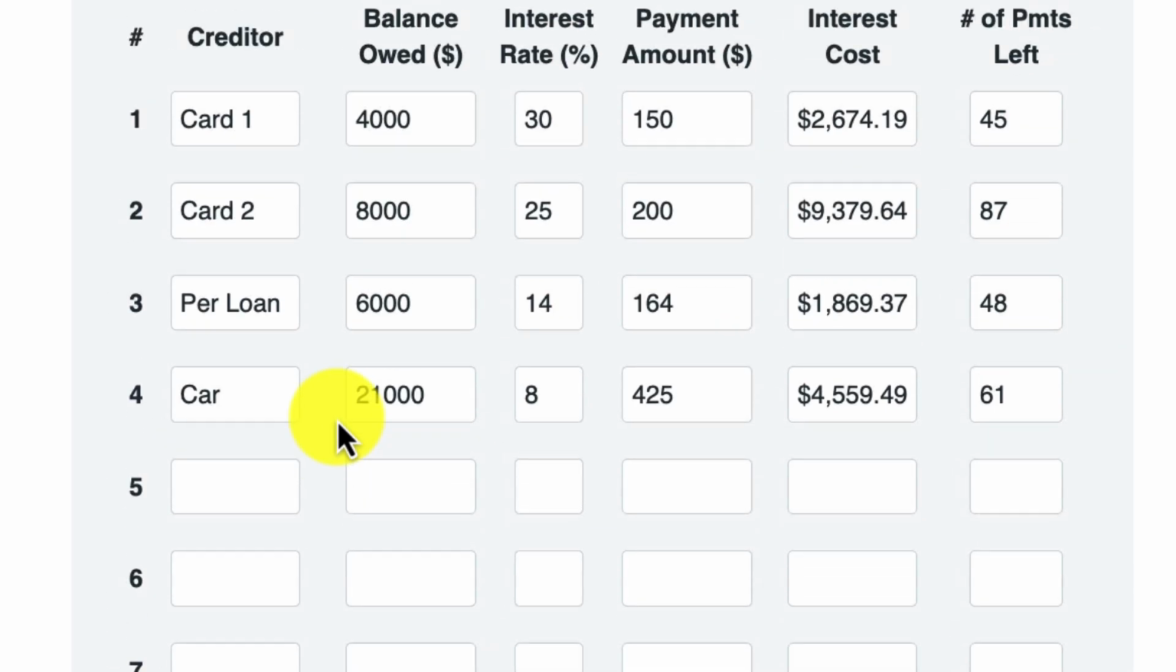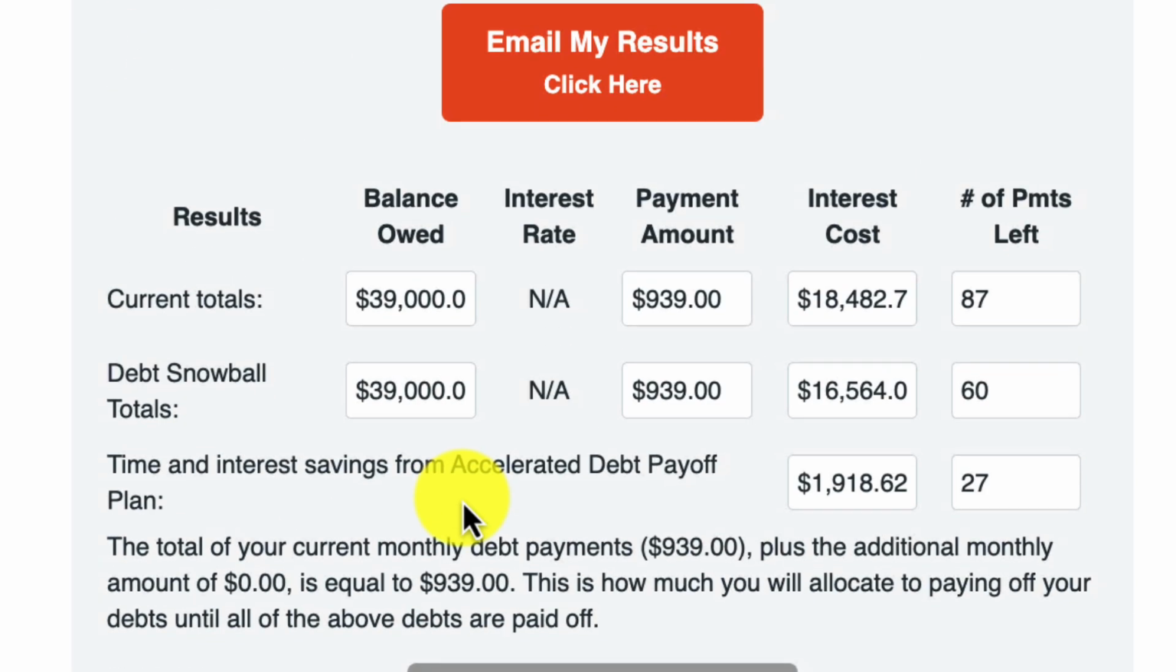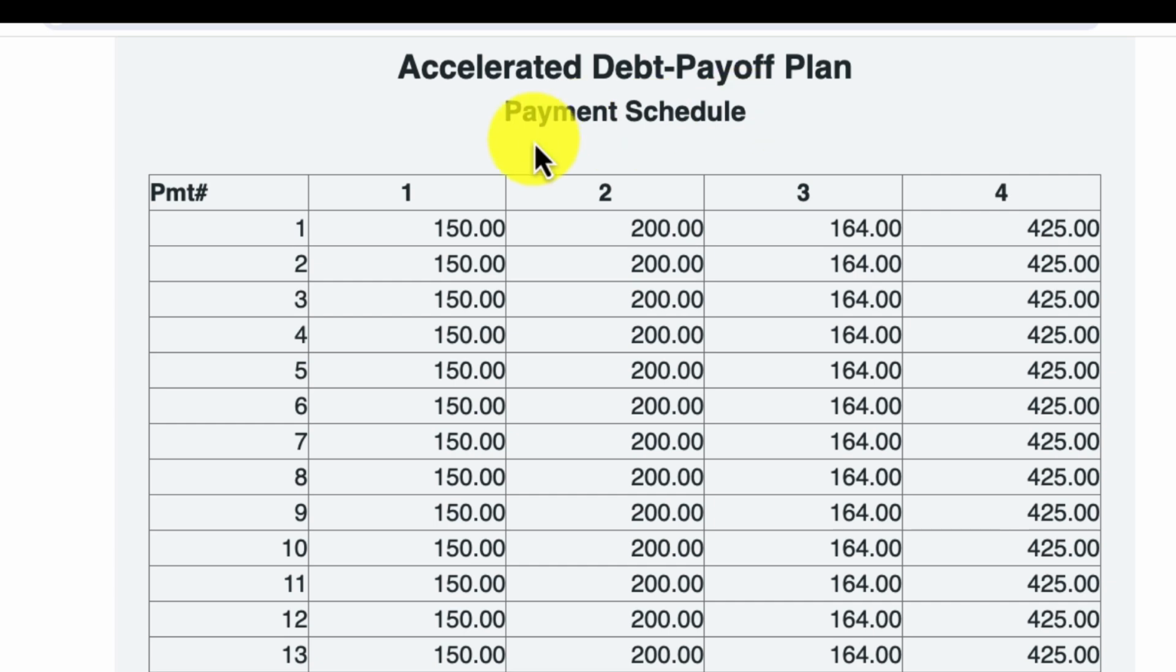Now, we listed them out here. Card 1 is number 1. Card 2 is number 2. Personal loan number 3. Here's why that's important. If you continue to scroll down, and this is why I like this calculator, they give you a payment schedule. So this is credit card 1, credit card 2, the personal loan, and the car loan. And here's the column. So this row represents month 1. This row represents month 2. So all you do is you send in $150 to that card as usual, $200 to that card, $164, $425 month 1. Month 2, you're doing the same thing.